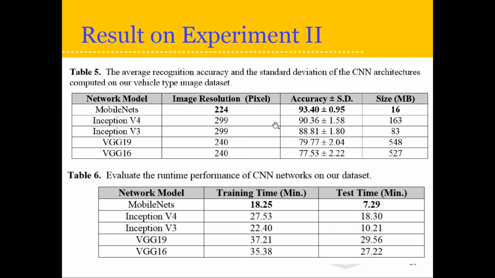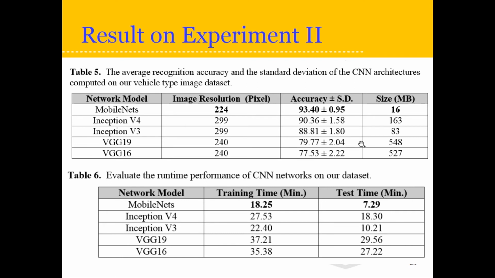MobileNet is still the winner in our VT81 dataset, even though it comes with the lowest input resolution at 224. MobileNet gives us the highest accuracy with the lowest standard deviation compared to the other 4 CNN. And also, MobileNet has the smallest size of the network.